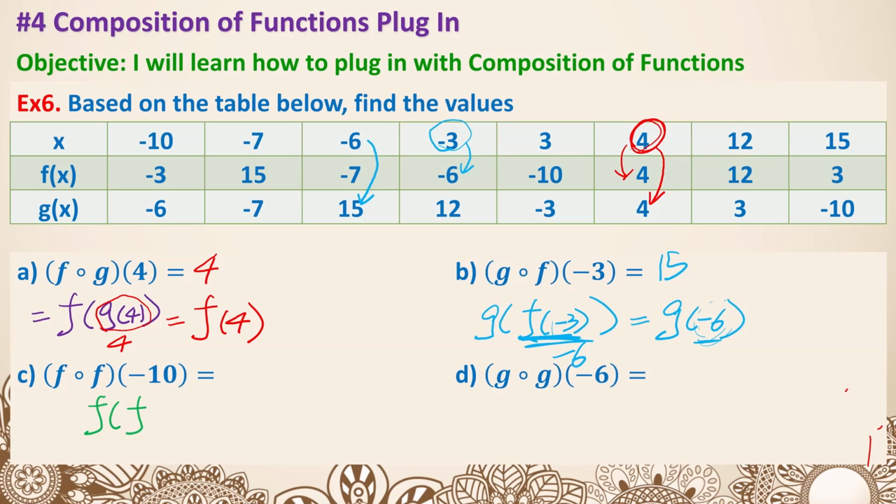f of f of -10. Start with x being -10. We're looking for the f of -10. What is it? It's -3. So as soon as you replace the inside to be -3, the whole thing is f of -3. So now you're going to look for when x is -3, my f value is a -6. That's C. Same thing. Let's go to D.